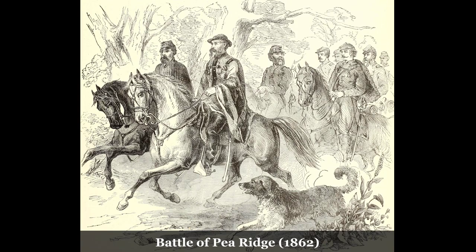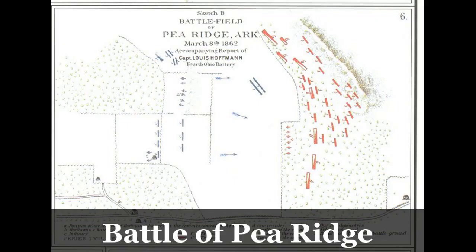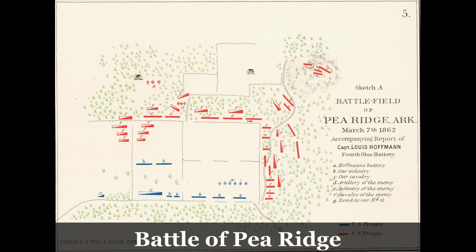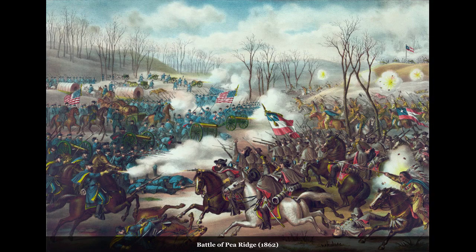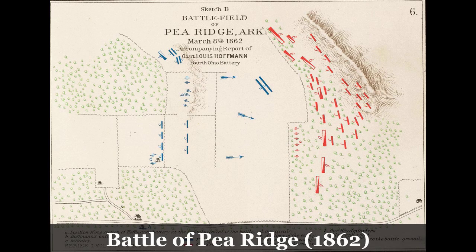The Southern press struggled to put a positive spin on the defeat, but the truth was undeniable. The Confederacy had suffered a significant blow. In the years that followed, the Battle of Pea Ridge would be remembered as a pivotal moment in the war. It marked a turning point in the conflict, after which the Confederacy would never again pose a significant threat to Missouri or Arkansas.